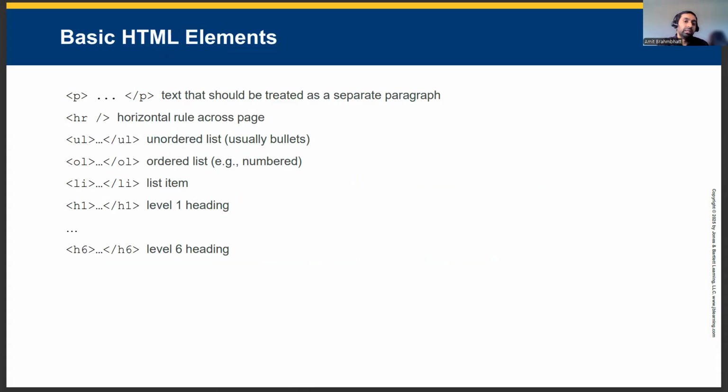This slide lists common HTML elements: paragraphs, horizontal rules, unordered and ordered lists, list items, and headings. Each provides semantic meaning, which helps both browsers and accessibility tools to interpret content. Again, I would suggest that you pause on each of these slides or video and go over each and every line of this presentation.